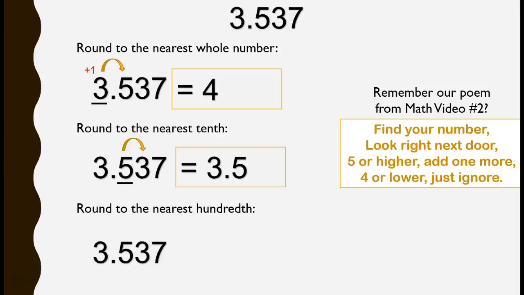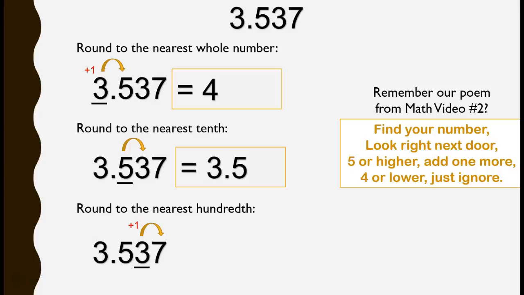Okay, last one, round to the nearest hundredth. Okay, tricky part? Maybe not so tricky for you guys. Find your number. Which digit is in the hundredths place? There it is. Find your number. Look right next door. 5 or higher, add 1 more. Okay, 4 or lower, just ignore.